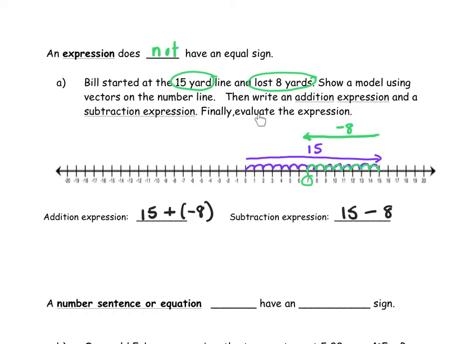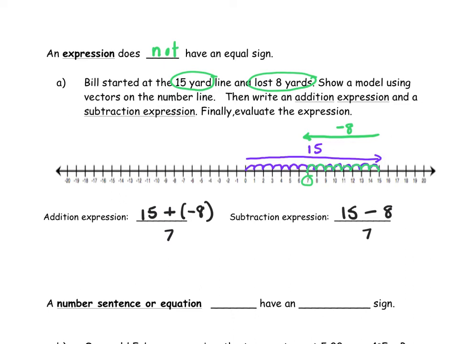And finally on this problem, they've asked us to evaluate it, which means find the value of each expression. So 15 plus negative 8, when they're different signs, we subtract, and we're going to get 7. And the number line already helped us with that. And if I hit my subtraction expression, it would also give us 7. So it makes sense if both of these expressions are equivalent, meaning they mean the same thing, just written differently, we would get the same answer.